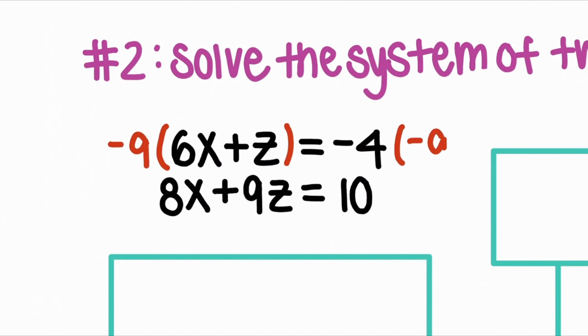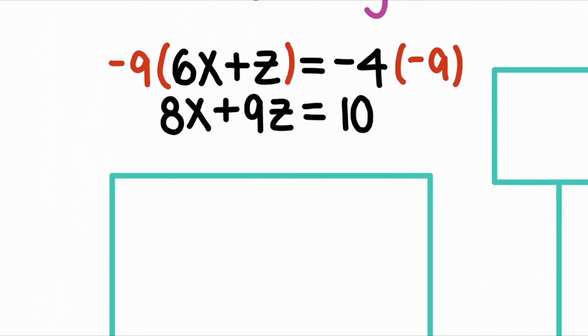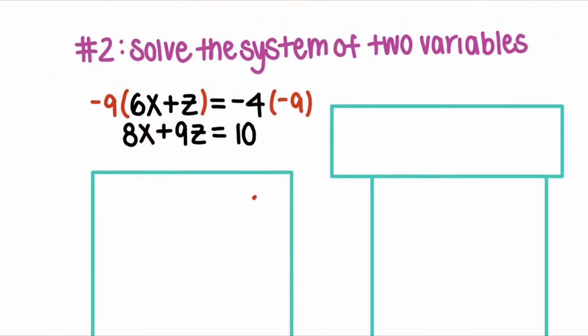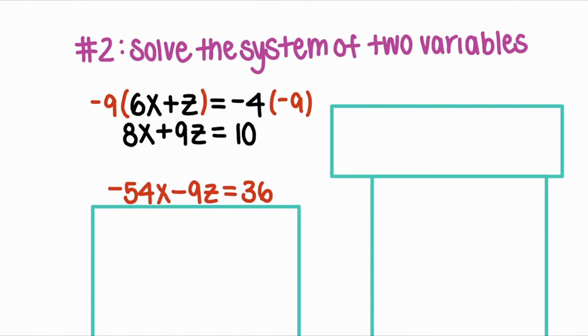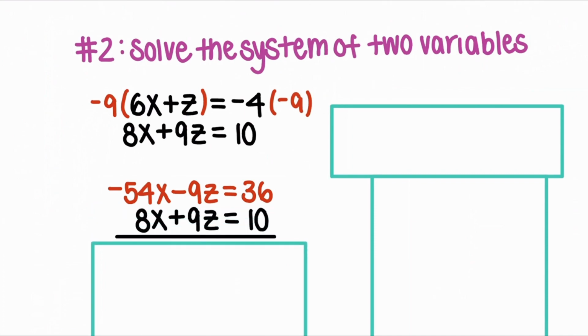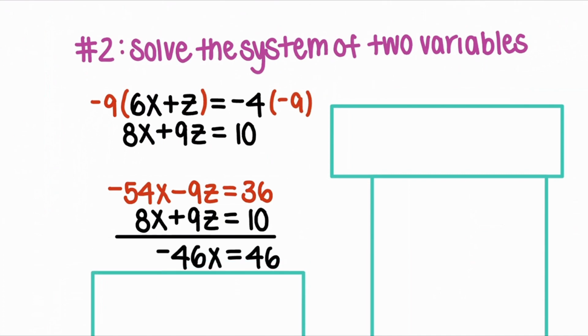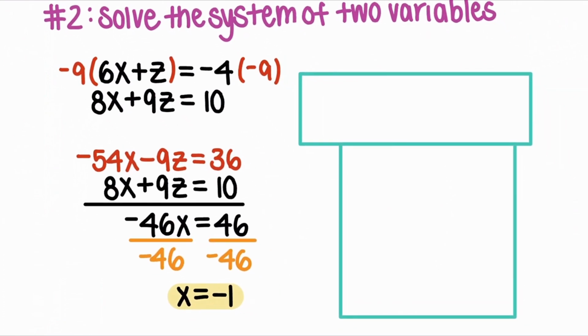And so if you chose to eliminate x, that's cool too. It really doesn't matter as long as we get the same answer at the end of the day. So multiplying the first equation by -9 hence gives us -54x minus 9z is equal to +36, and then the second equation stays as it is. And so from here, once again, we're going to combine our two equations in order to eliminate the z's, therefore giving us -46x is equal to +46, and that gives us our first solution, x equals -1.